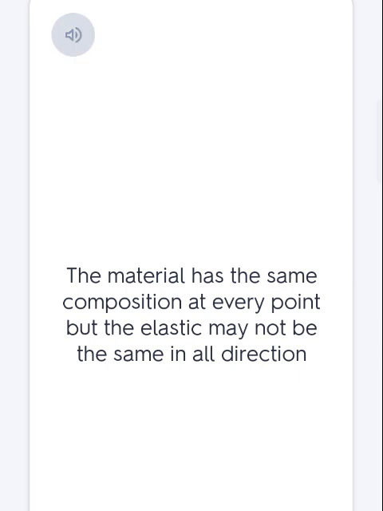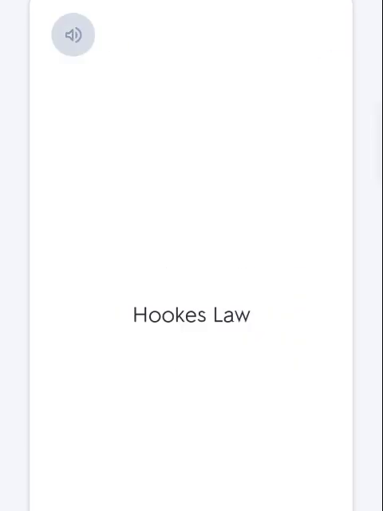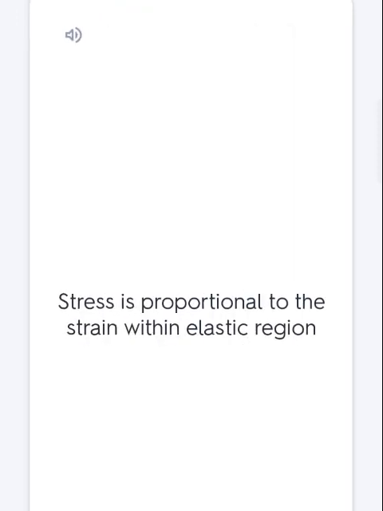Homogeneous. The material has the same composition at every point, but the elastic properties may not be the same in all directions. Hooke's law. Stress is proportional to the strain within elastic region.